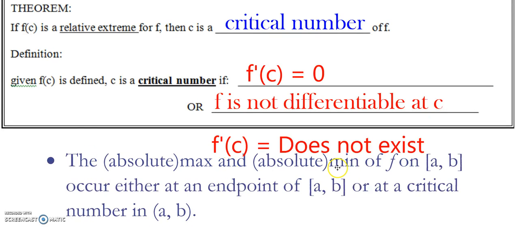The absolute max and absolute min of f on the closed interval a, b occur either at an endpoint of a, b, so either at a or at b, or at a critical number within the interval a, b. A way to sum that up: critical numbers are where relative extrema will occur. Just because we have a critical number doesn't mean a relative extrema will occur there, but a relative extrema can only occur at a critical number. And that's where an absolute extrema can occur as well if it's within the open interval. Absolute extrema, remember, can also occur at an endpoint.